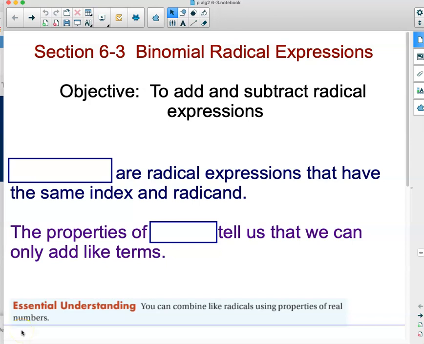Fancy name up there: binomial radical expressions. Well, bi means 2, so we're going to have a couple of radical expressions that we're looking at. And what we want to do is learn how to add and subtract radical expressions, which usually you say, why don't we start with that?